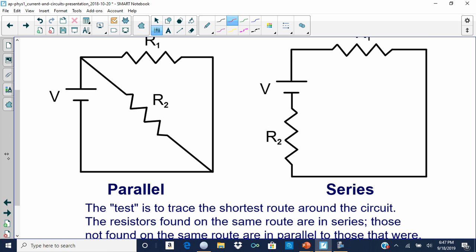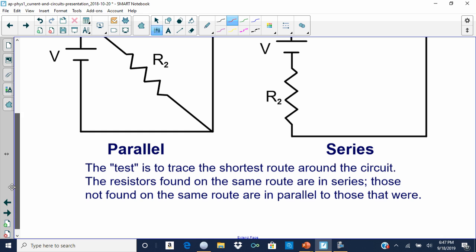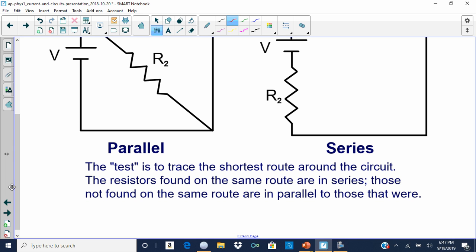So again, this one's in parallel on the left, the one on the right is series. The test is to trace the shortest route around the circuit. The resistors found on the same route are in series. Those not found on the same route are in parallel. That's really important when we get into combination circuits. So please make sure that if you're not going to remember this 5 seconds after watching the video, that you go ahead and write this on the note card and keep reading over it.